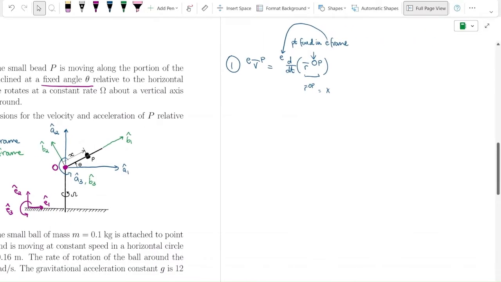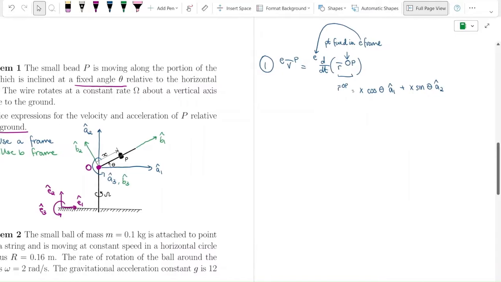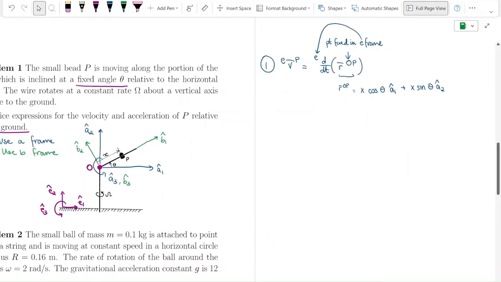Equals x cosine theta a1 hat plus x sine theta a2 hat. So this is an expression for r_OP in terms of the A-frame. I don't remember if I said this, but basically point O is fixed in the E-frame because this point is not moving.